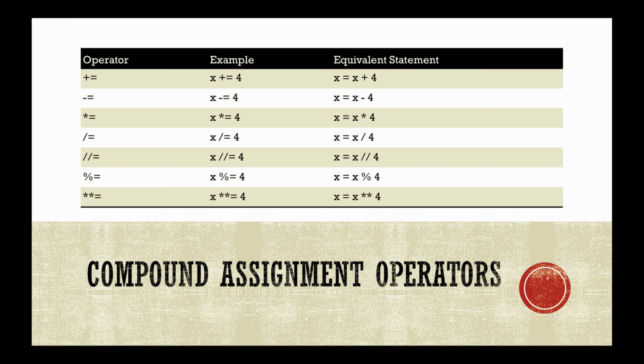X times equals takes x multiplied by 4, x front slash equals takes x divided by 4, x double front slash equals takes x divided by 4 and only returns the integer value. X percent equals divides x and 4 and returns the remainder. And x double asterisk equals is basically x to the power of 4.